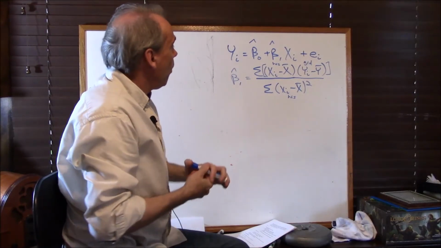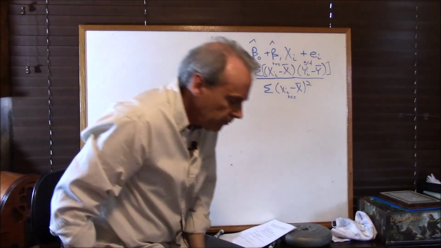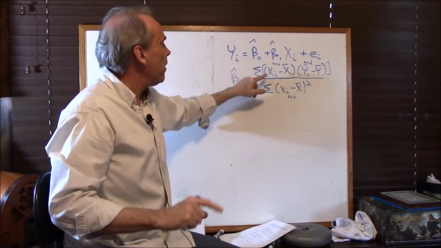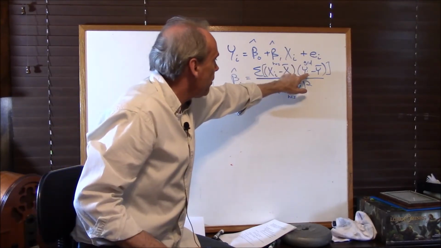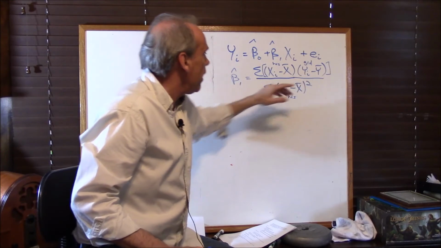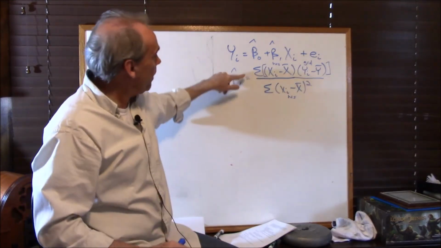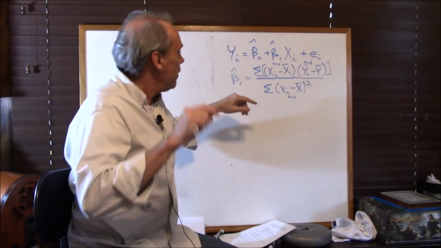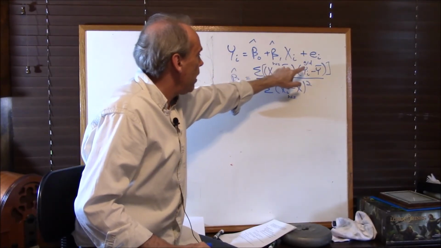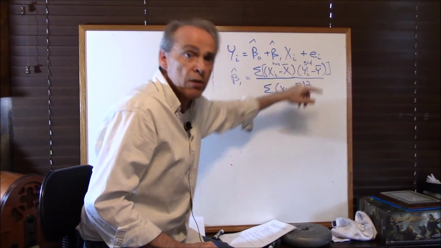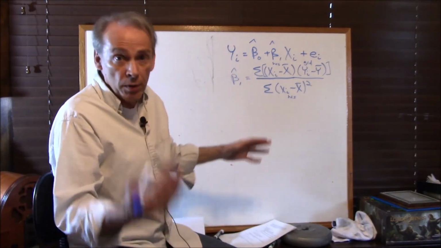All right, so we're going to take, say, 5 students. For student number 1, we take their hours of study minus the average hours of study times their grade minus the average grade, plus, that's what this means, plus student 2, their hours of study minus the average hours of study times their grade minus the average grade, plus student number 3, same thing.